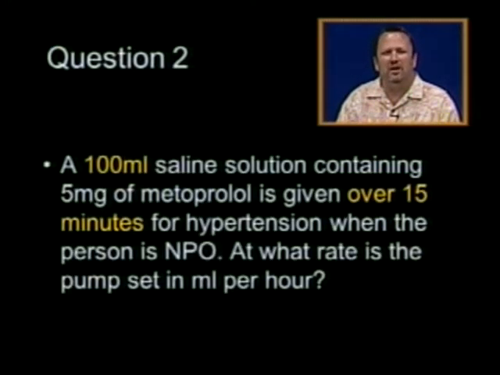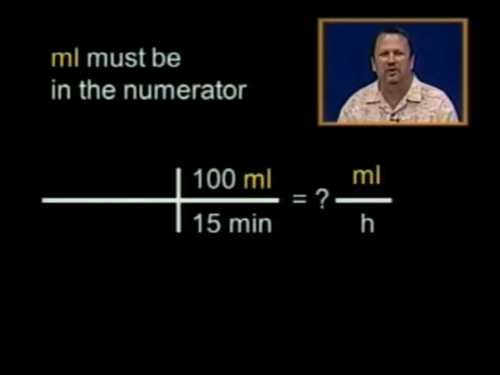So 100 milliliters is given over 15 minutes. There's my milliliters, and there's time. And if I put milliliters over minutes, then I do have milliliters in the numerator, and it's on top of a time unit. So that's how I put milliliters in the numerator, by taking my 100 milliliters and putting it over 15 minutes.